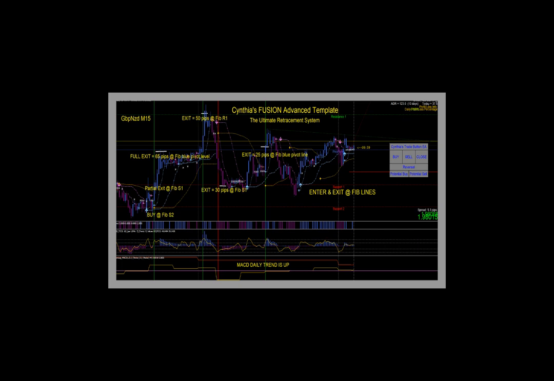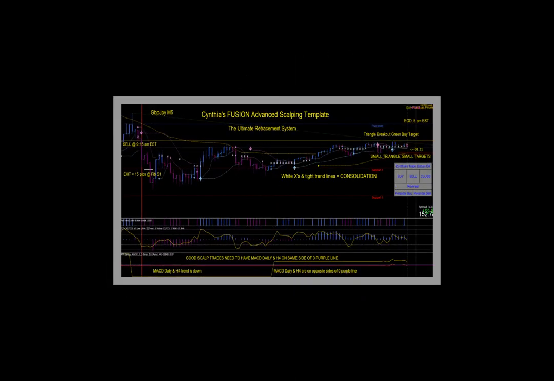This is the pound yen in a 5-minute chart. If you like to scalp, in a 5-minute chart you can enter at approximately 9:30 or 10 in the morning Eastern time, right after the US stock market opens, and take a quick 15 pips or more. Avoid trading when you have the white X's and the trend lines are very tight. That is a consolidation area. Your best scalp trades will have the MACD in the bottom window, the yellow 4-hour line trend, and the orange daily trend on the same side of the zero purple line.